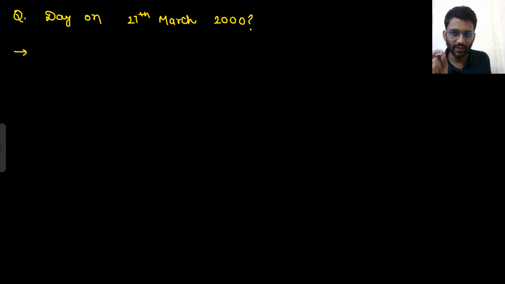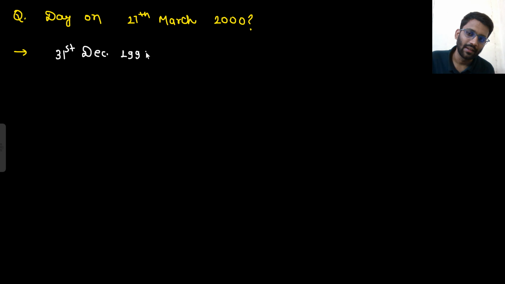Day on 27th March 2000. So till what point will you move? 31st December. The first target is 31st December 1999, right? So 1999, what will you write?